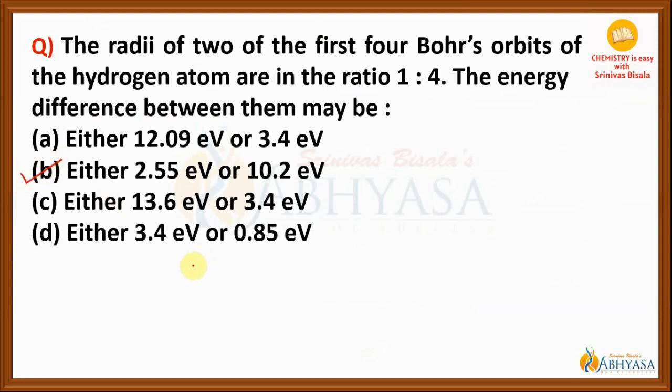What we have done here? We first got the orbit numbers whose radius ratio can be 1:4, and then we calculated the energy difference between them. And that is the end of this particular question.